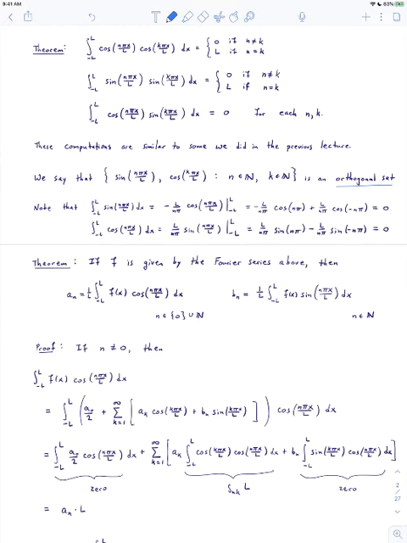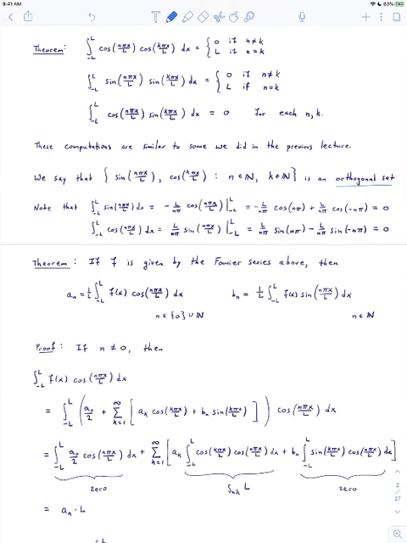Note also that if you just simply integrate the functions, so if you integrate sine of n pi x over L from minus L to L, you're going to get 0. Same for cosine. The integral from minus L to L of cosine n pi x over L dx is going to equal 0, regardless of n. This will be useful when we're making our computations. In particular, what we're saying is that when we integrate against a constant, you get 0.